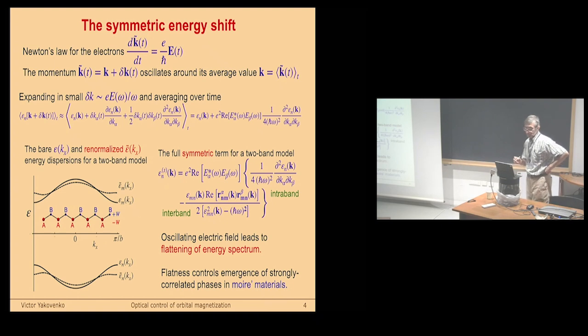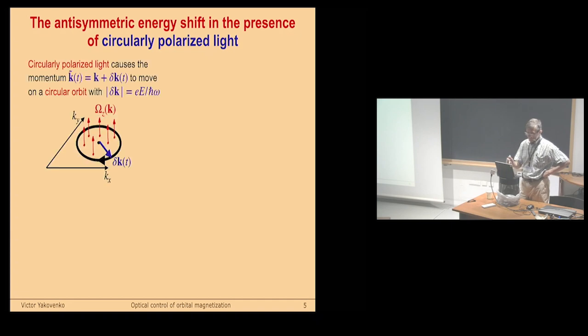My main interest is not in the symmetric energy term, but the antisymmetric, which is the next slide. So now let's discuss the antisymmetric energy shift in the presence of circularly polarized light. Now we apply an electric field which rotates. Then you solve the equations of motion, and very easily you find that the electron momentum in the Brillouin zone just rotates on a circle. So there is some average momentum and then a deviation that moves on a circle.